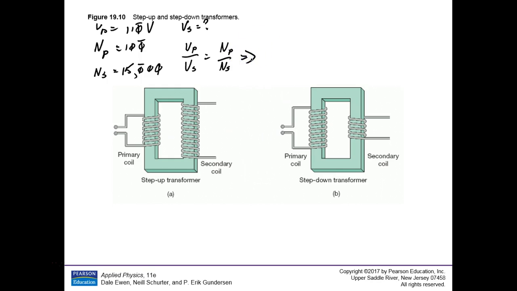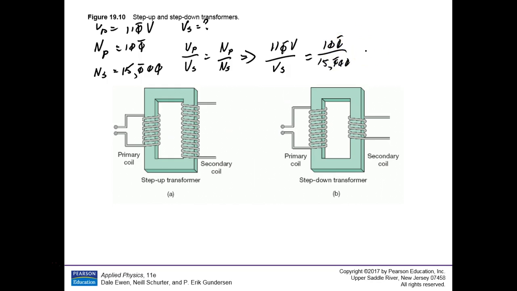Okay? So now let's plug and chug. This would become V sub P is 110 volts. Okay? Over, we don't know, V sub S. All right? Is equal to 100 over 15,000. I guess I'll put my bars there.